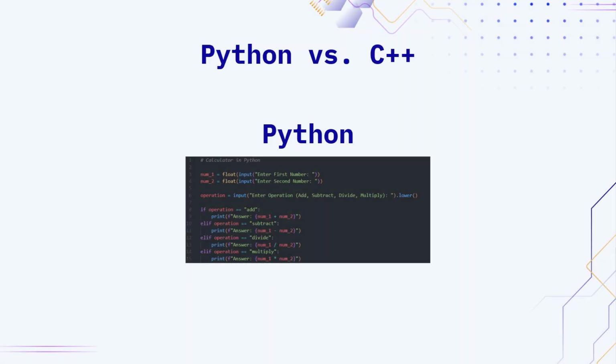Alright, so I have a little comparison right here. You can see it's a calculator. This is a calculator in Python, and we're going to look at another code snippet that's also a calculator in C++.